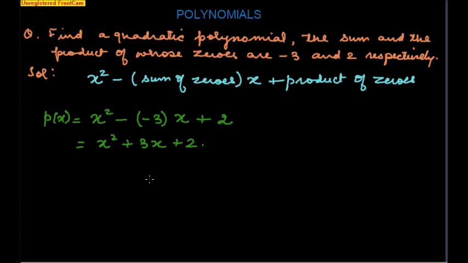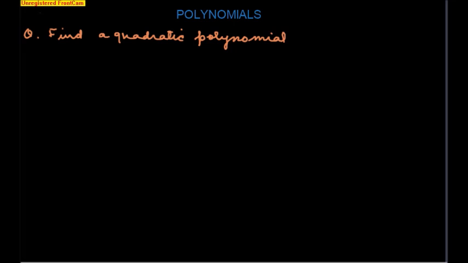Similarly, you can form more quadratic polynomials when the sum and the product of the zeros are given to you. But remember, if the sum and the product are not given to you and the zeros are given to you, then we find out the sum and the product and then we form the quadratic polynomial. Let me just take an example of that. Now find a quadratic polynomial whose zeros are 4 and minus 3.